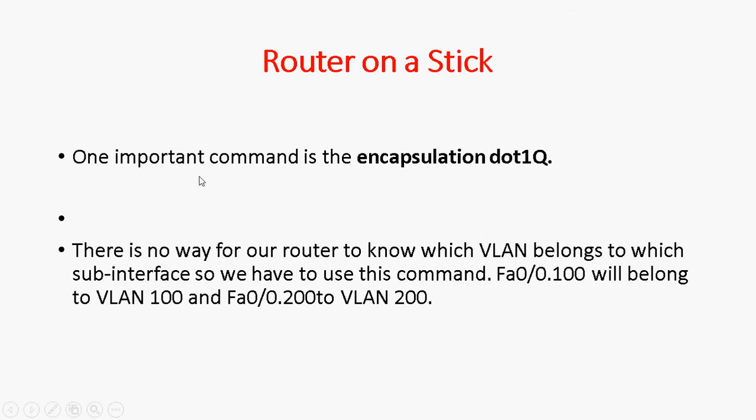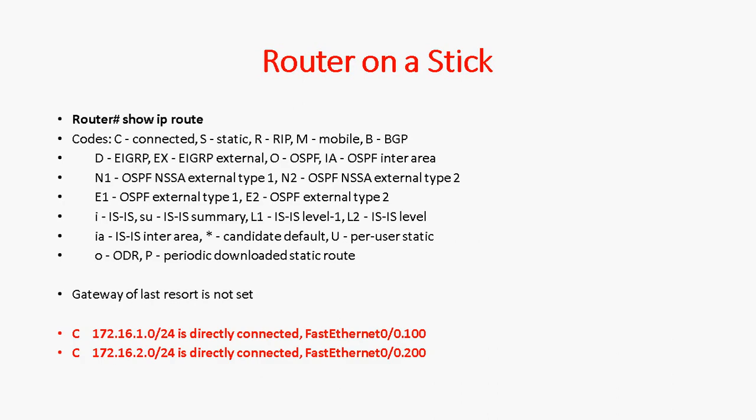So one important command I mentioned earlier is encapsulation dot1q. There is no way for our router to know which VLAN belongs to which sub interface, so we have to use this command. FA0/0.100 belongs to VLAN 100, and FA0/0.200 belongs to VLAN 200. Then after configuring this on the router, we have to give show ip route.